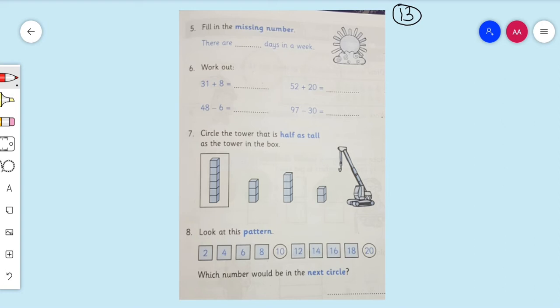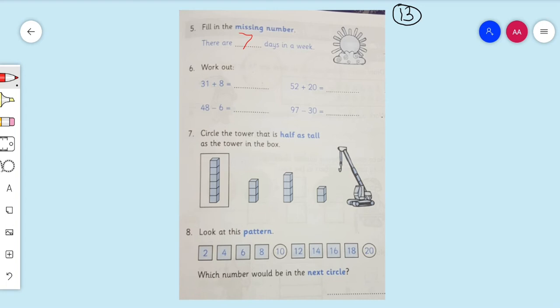Now we're going to do page number 13. We're going to start with question number 5. It says, fill in the missing number. There are something days in a week. So let's count the days in the week. Monday, which is the first one, Tuesday, which is the second one, Wednesday, which is the third one, Thursday, which is the fourth one, Friday, which is the fifth one, Saturday, which is the sixth one, and Sunday, which is the seventh one, and it's the last one, which means there's 7 days in a week. So we're going to write 7 here.